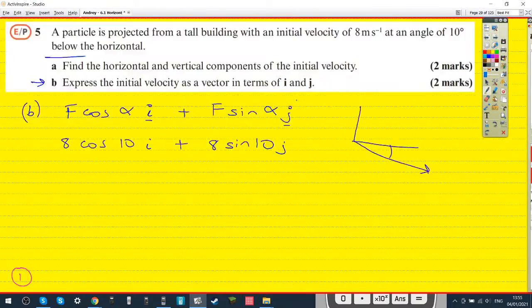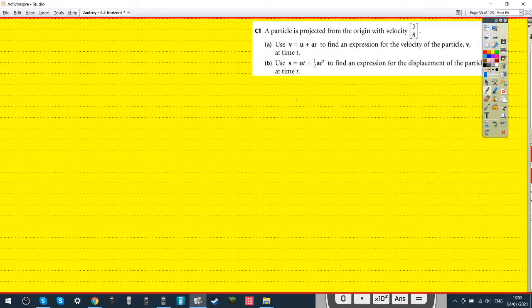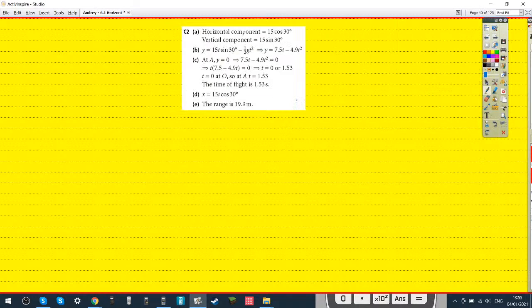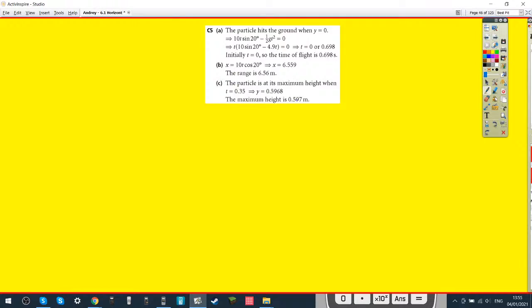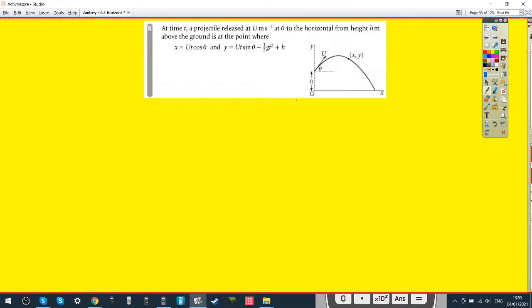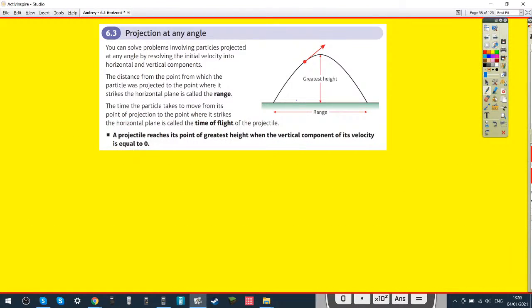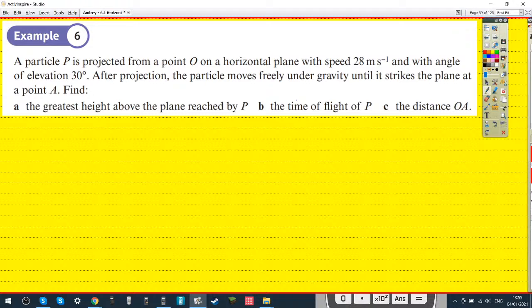That was that stuff. Grand. What do you give yourself for that stuff? Probably a tick. Okay. Projection at any angle. I'm trying it. Let's try this.